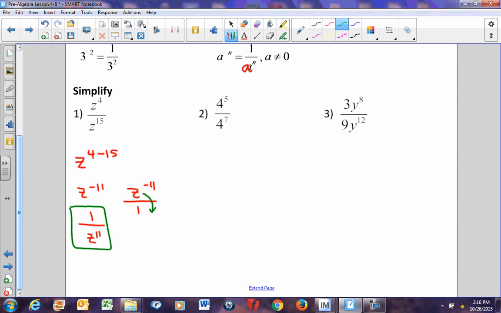If I have 4 to the 5th divided by 4 to the 7th, that's 4 to the 5 minus 7, which is the same thing as saying 4 to the negative 2nd. Now I need to make that exponent positive, so it becomes 1 over 4 to the positive 2nd power, which is the same thing as saying 1 over 16.